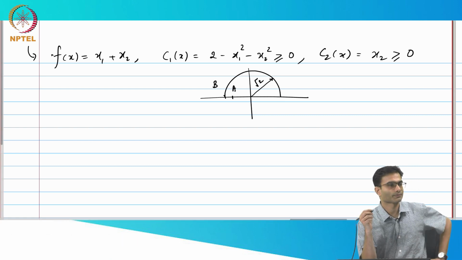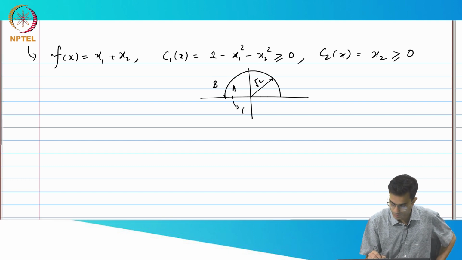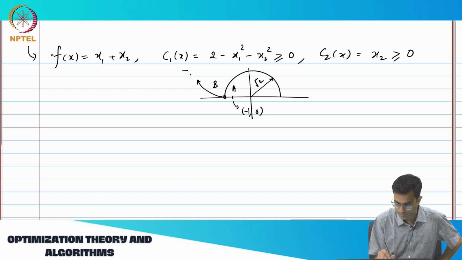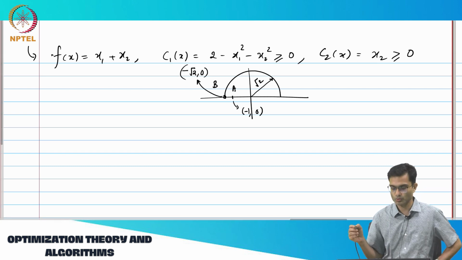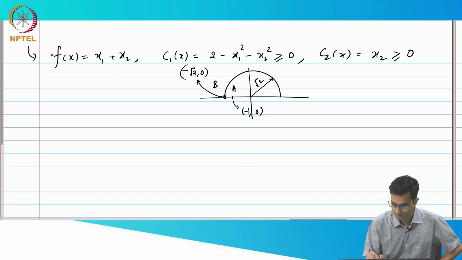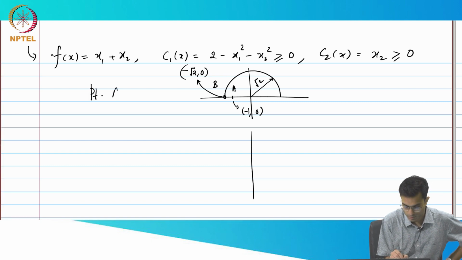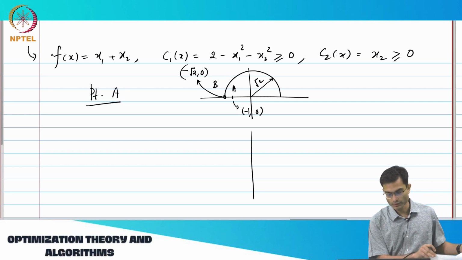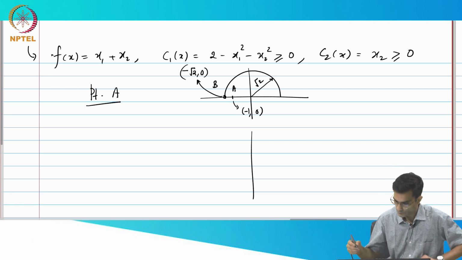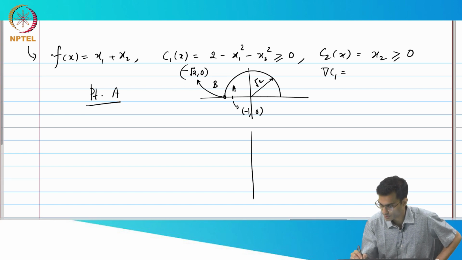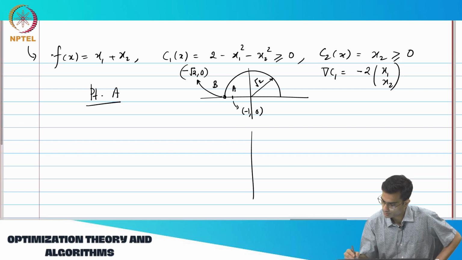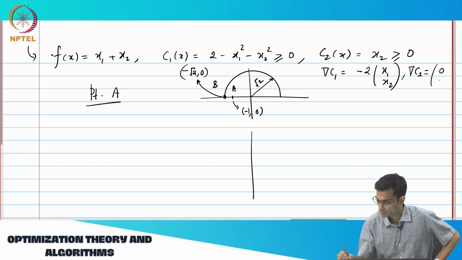I'm going to take 2 points, point A, which is minus 1 comma 0, and point B, which is minus root 2 comma 0. These are the 2 points, and we will subject our points A and B to this test. Okay, so let's take point A. You can also write down grad C1. That's pretty straightforward, and grad C2 is simply 0, 1. Okay.